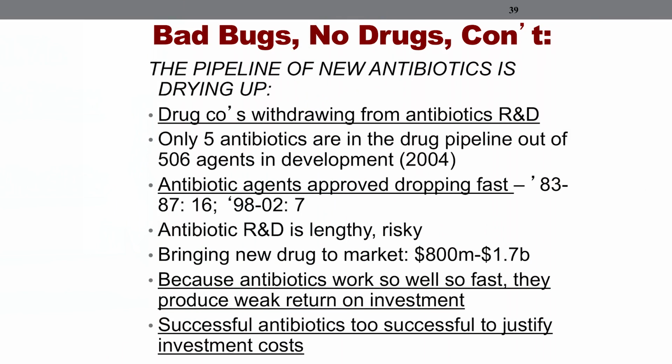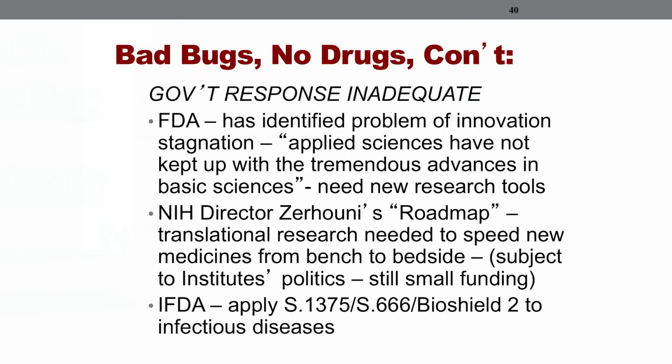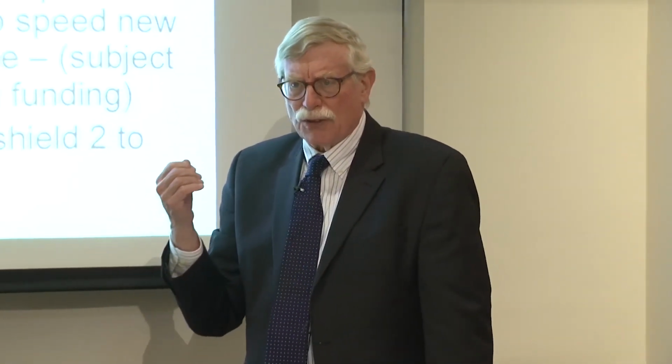So there's no economic return model that works, and there's very little incentive to go after these antibiotic problems. They work too well, too fast. So it's a very weak return on investment. And successful antibiotics are just too successful to justify the investment cost. So everybody is aware of this. Elias Zerhouni, who preceded Francis Collins as head of NIH, had this roadmap model, and this was certainly on that list of cross-cutting issues that need to be dealt with. But how do you get around the economic problem of the blockbuster drug model here?